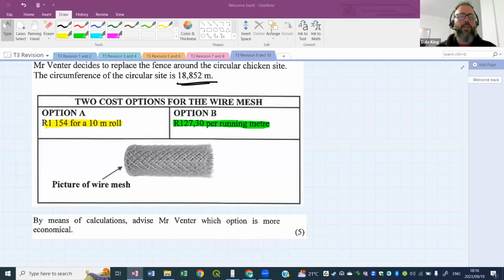Okay, let's try it. Let's tackle this one. It says Mr. Fenter decides to replace the fence around the circular chicken side. The circumference of the circular side is 18,852.